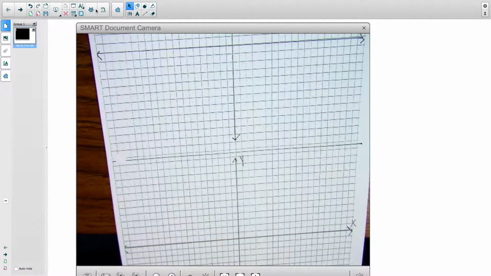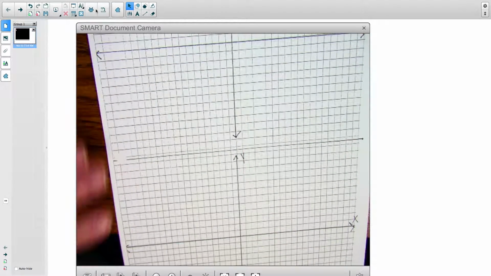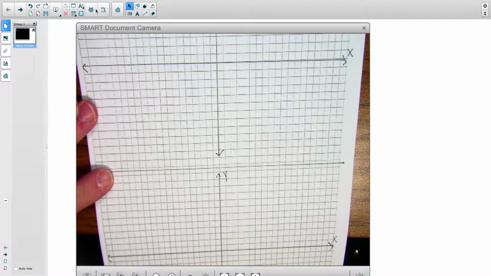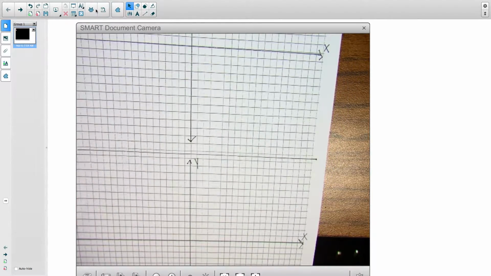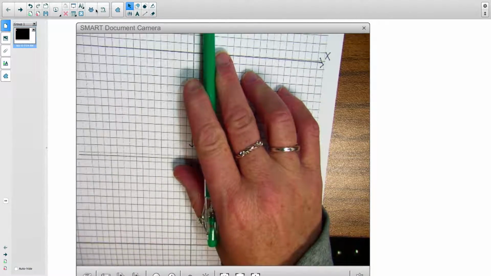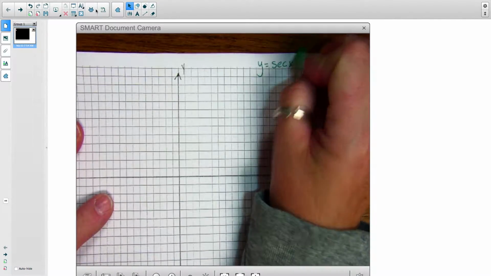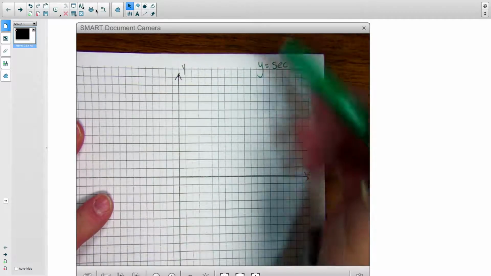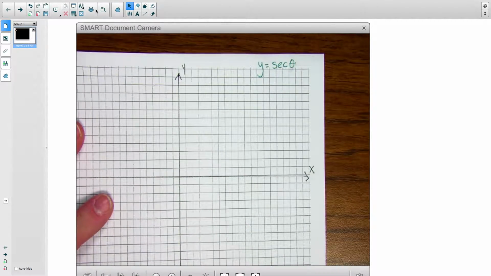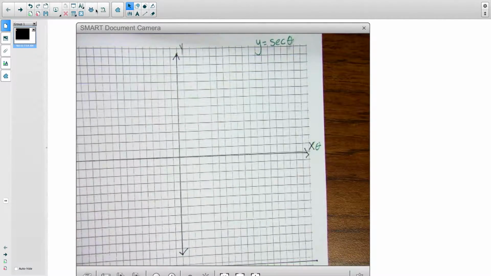Now, secant, so let's label this. Is it secant of x or secant of theta? It doesn't matter. Secant theta, secant x, it's the same thing. They're variables. And since I've got these labeled x and y, I'm going to just do x here. If you want it to be the same as the others, we'll do theta. It doesn't matter.